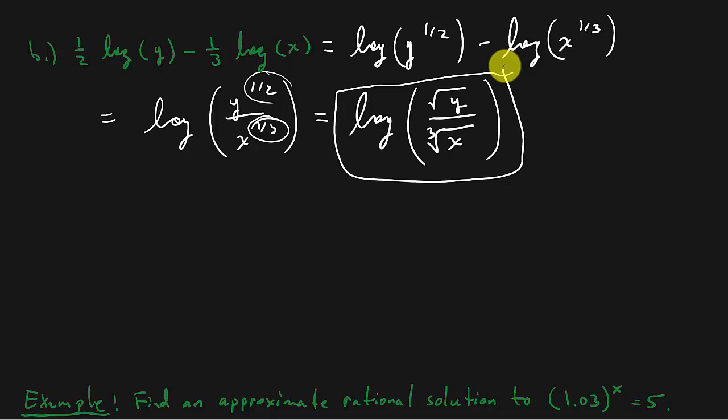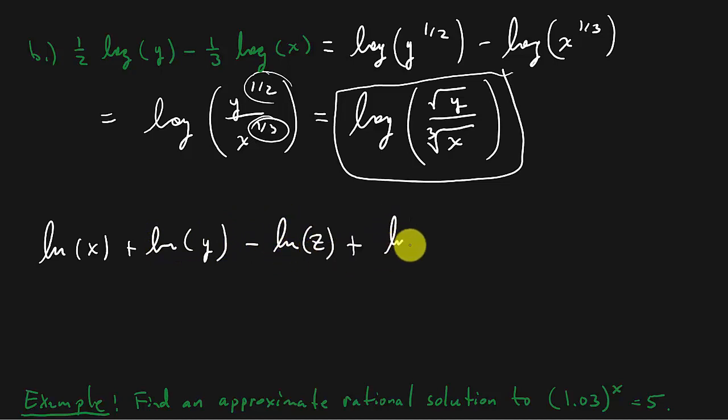Okay, all right. So what I want to do before I go on to the next stuff is I just want you to see this. Let's say we have natural log x plus natural log y minus natural log z plus natural log w minus natural log a minus natural log c. And we want to bring that together into one logarithm. Okay, I think after working this problem, it's all going to make sense to you.